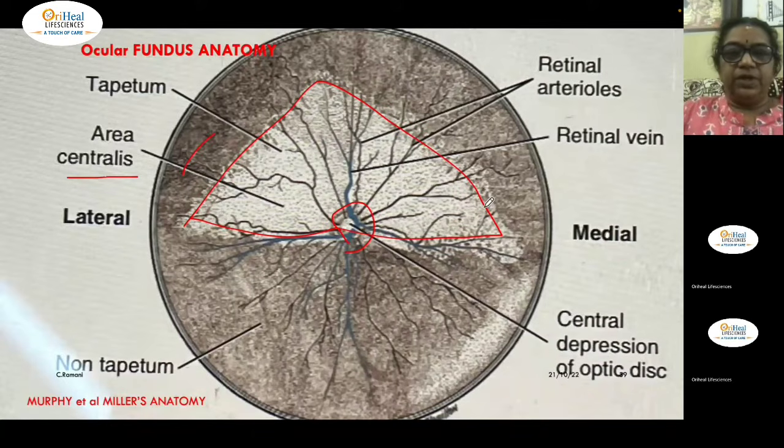One more point I wanted to tell here. So this whole area, you can see in the fundus picture, you can see the optic disc, you can see the tapetum, you can also see the non-tapetal area. So this is the picture you will get with the help of an indirect ophthalmoscope. Whereas when you use a direct ophthalmoscope, you will be at one point of time in the visual field, you will see only this area alone, because the magnification of the direct ophthalmoscope is more when compared to the magnification of the indirect ophthalmoscope.